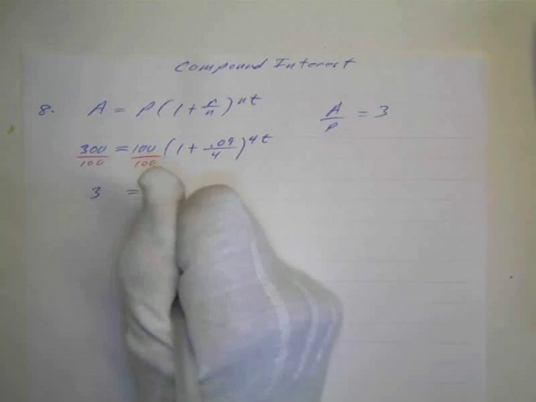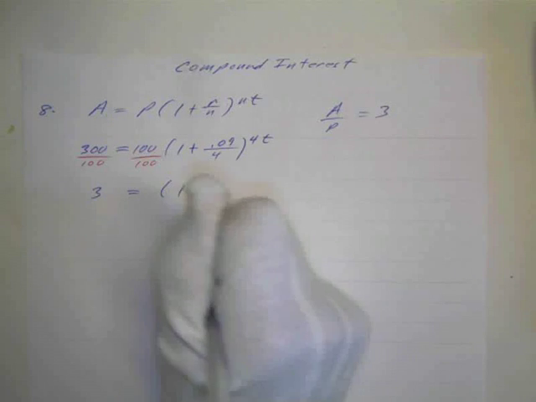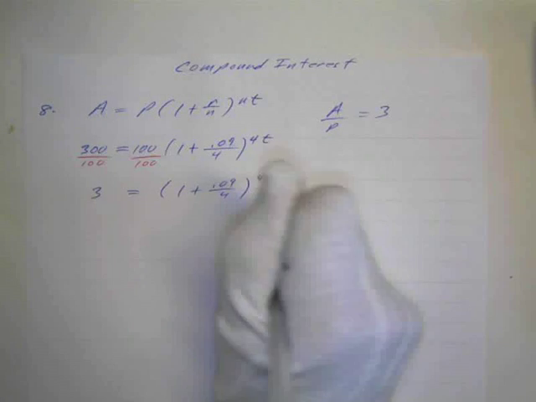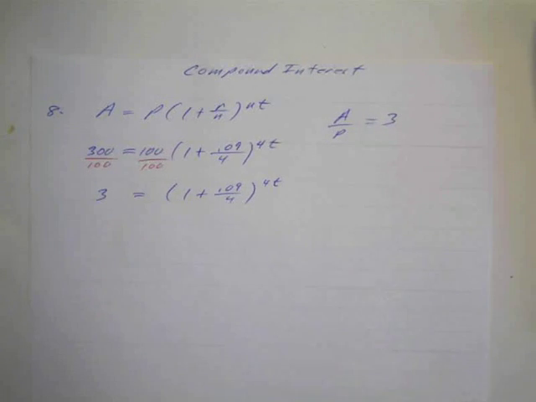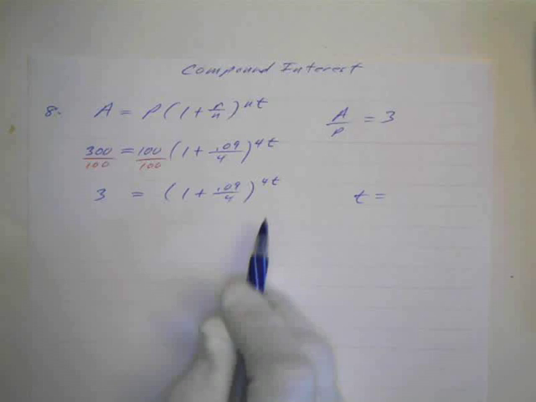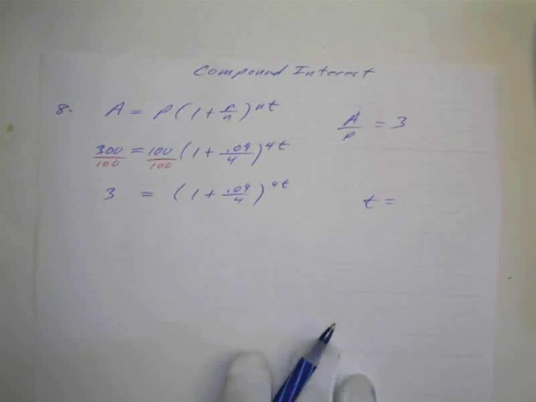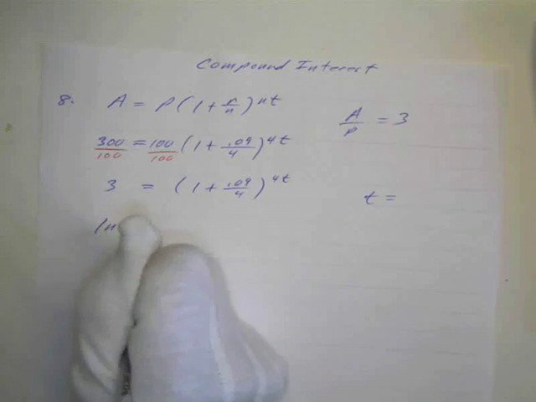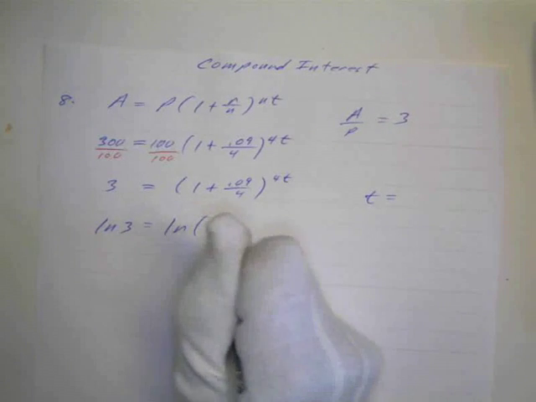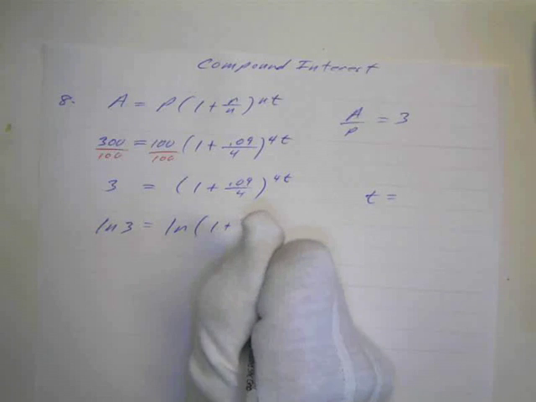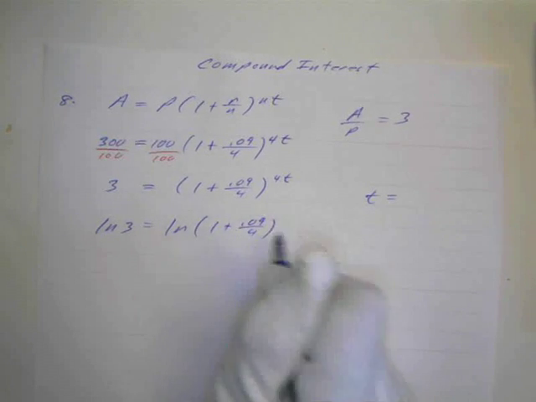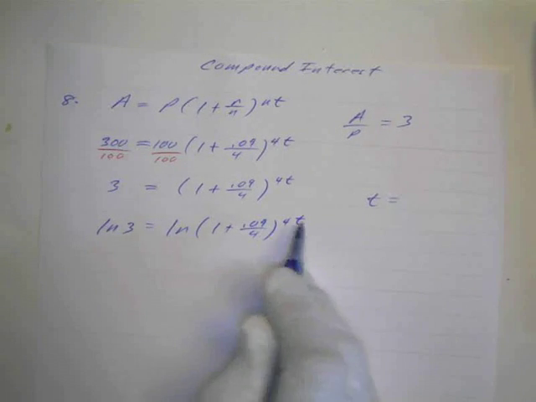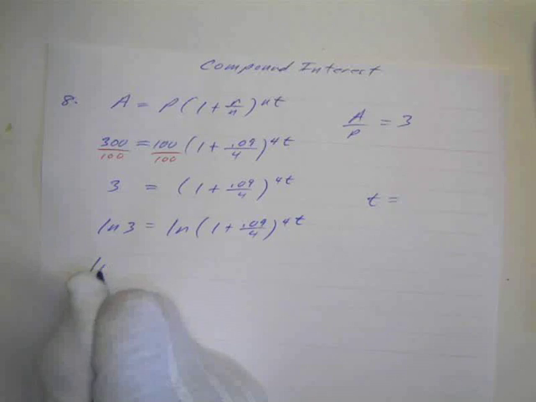And then we've got this 1 plus 0.09 over 4 to the 4t. Now I want to get the t down below because I'm looking for t equals, right? So I'll take the natural log of both sides. You can take the log of both sides. It's going to come out the same. Natural log of 3 equals the natural log of 1 plus 0.09 divided by 4 to the 4t. And now I can use the power property of logarithms to bring that 4t in front.